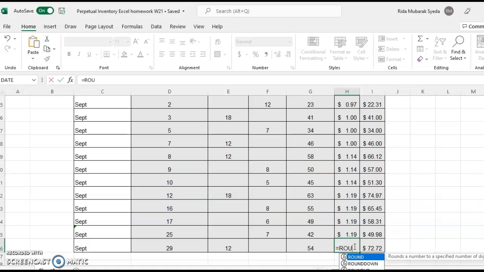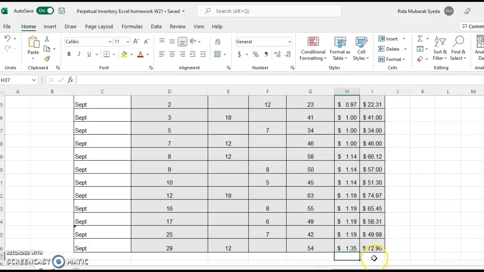Round up, 808 divided by 6, comma 2, close brackets, enter, and we have 72.90 as our new value. Alright, so that is what we have over here.